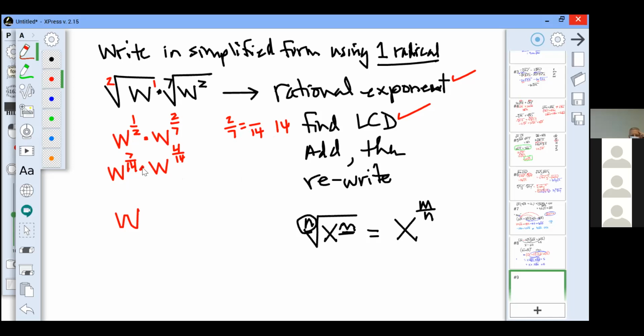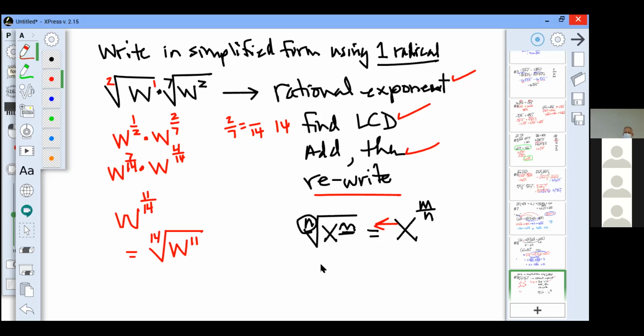So since I'm multiplying, what do I do with the exponents, the 7/14 and the 4/14? What do I do with them? We only multiply when there's parentheses on the outside. So this is an add together. So you're multiplying like bases, you add the exponents. Check. Now we write it going backwards this way. Okay. So your index is the 14 and your exponent is the 11.